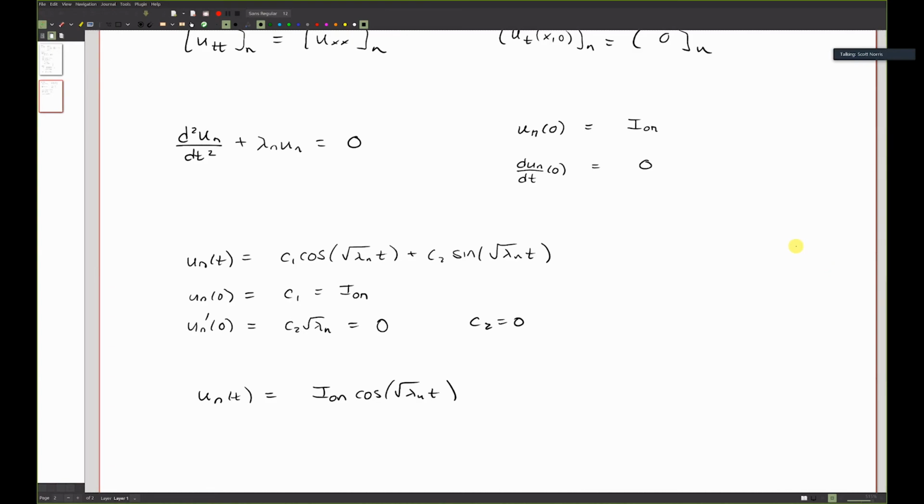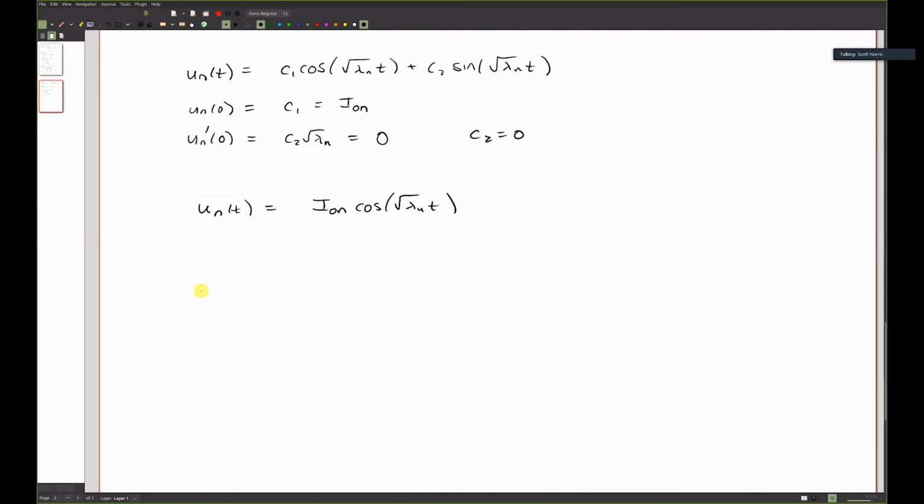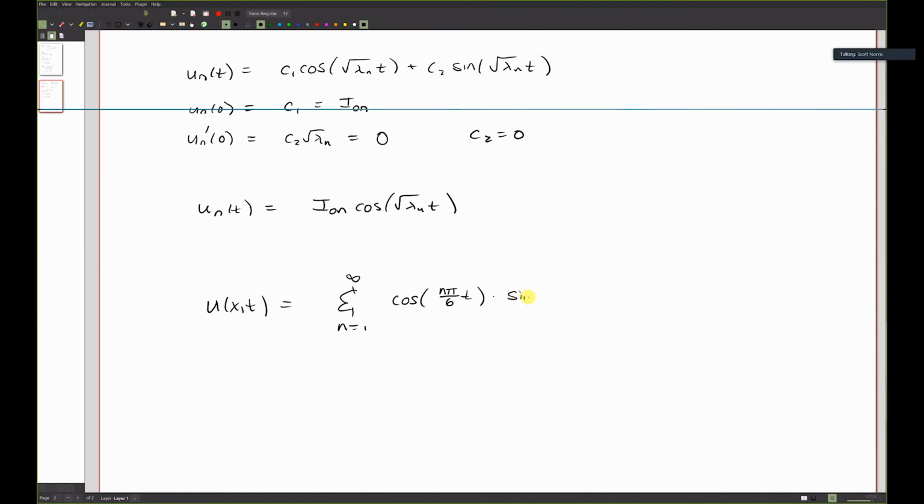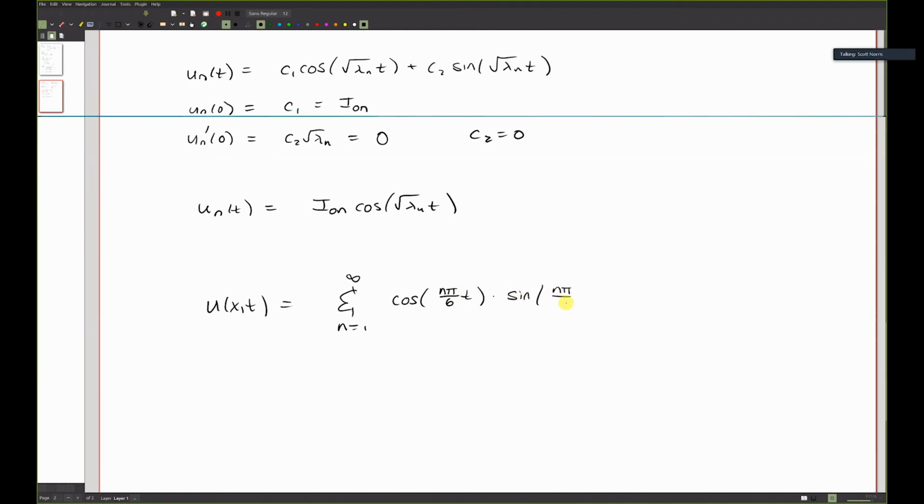And then my final solution to the whole problem, u of x and t, is the sum, n from 1 to infinity, of cosine. Let's go back and remember, what is root lambda n? Root lambda n is n pi over 6, so cosine of n pi over 6 t times sine of n pi over 6 x times I0n.